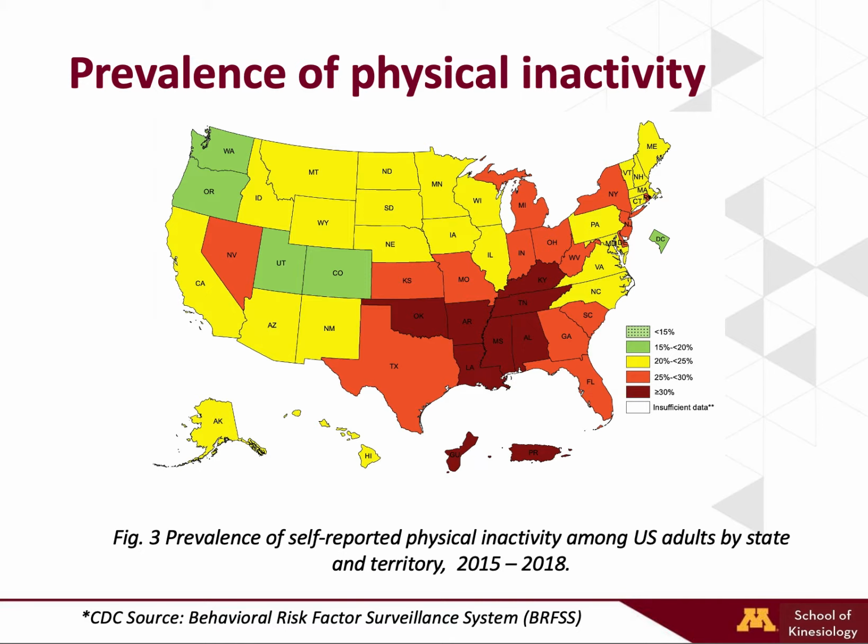Here is a map from the CDC website of the prevalence of self-reported physical inactivity among U.S. adults by states. There are several states in the southern part that have more than 30% of the people having insufficient physical activity, and national-wise, the prevalence of inactivity is still relatively high.